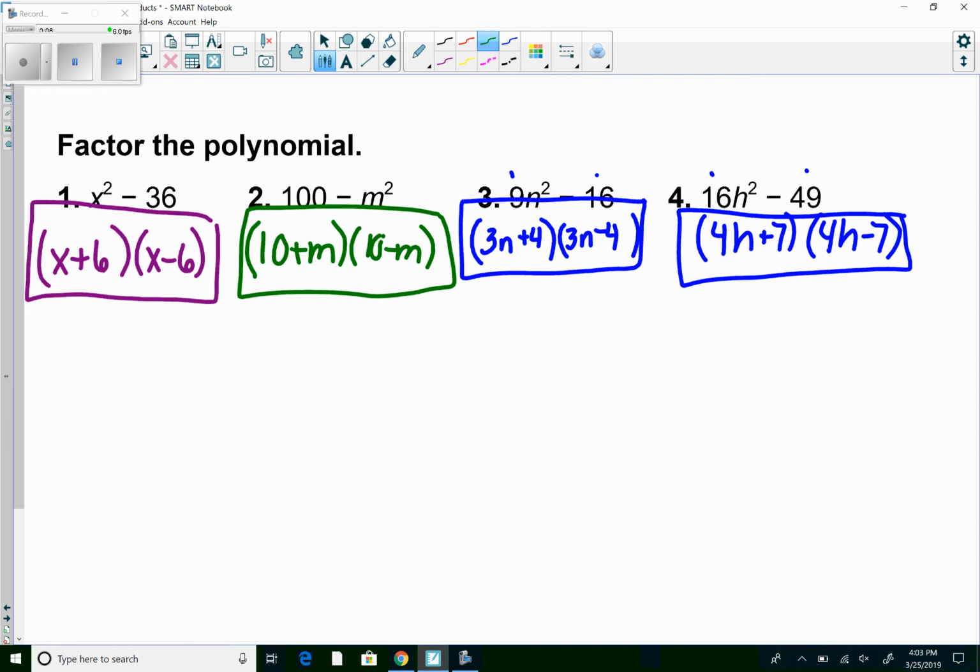For number 3, this is one where you just kind of had to pay attention. 9 is a perfect square, 16 is a perfect square. So you're just coming up with those perfect squares, 3n and 3n, positive 4, negative 4. Again, if you were to FOIL all of that together, these insides and outsides would just cancel each other out because you'd have negative 12n and you'd have positive 12n. So again, just cancel each other out. Same thing with number 4, 4h plus 7 and then 4h minus 7. 7 times 4h, 4h times negative 7. Again, you'll end up canceling each other out.